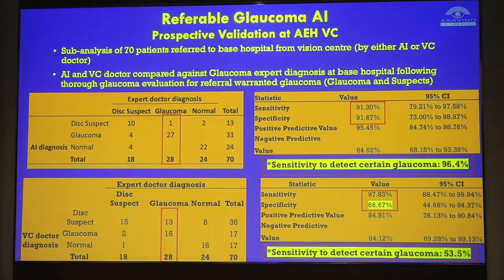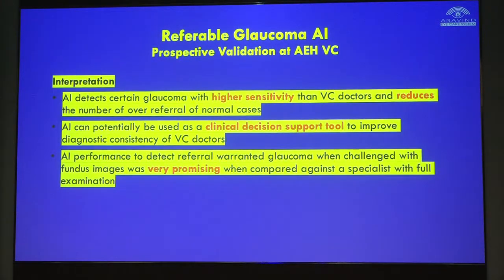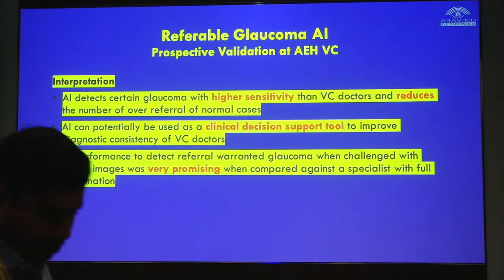The sensitivity was as good as 96.4% for the AI, and it was 53.5% for the teleconsult doctors. So somewhere there is a major role for this in the future, and with that small result, we are still working on this. We are working to present at WOC and then even publish it. We found that the AI detects certain glaucoma with a very high sensitivity than the teleconsult doctors, and reduces the number of over-referral, which is very important for us.